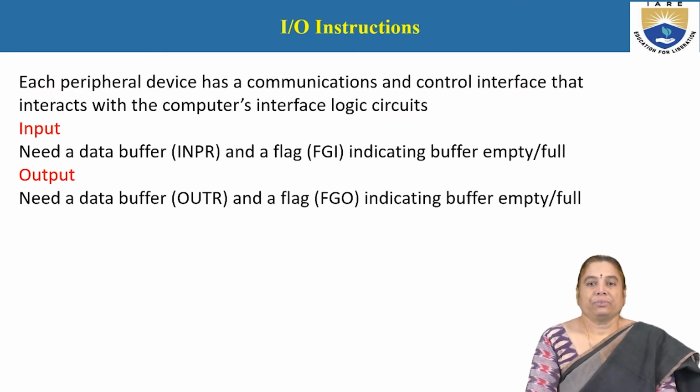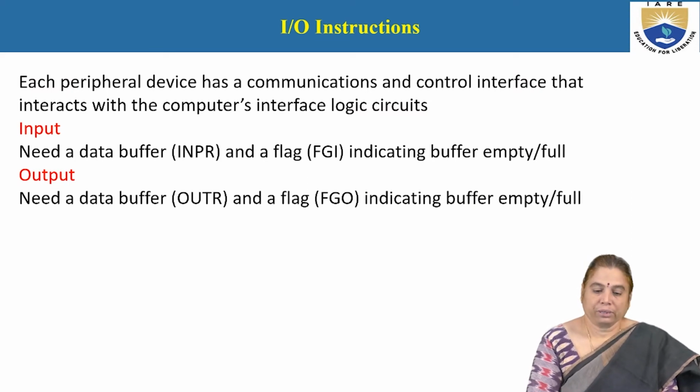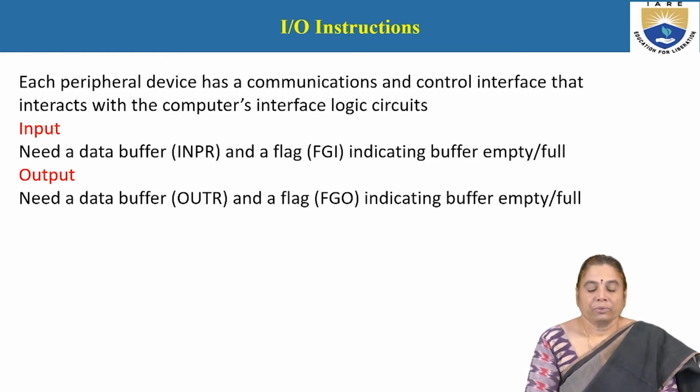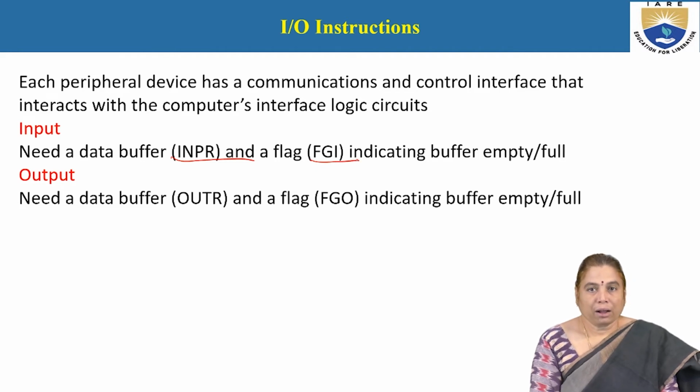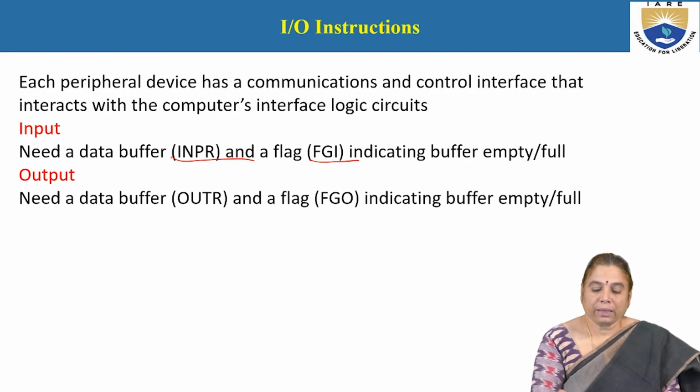The next variety of instructions are IO instructions. Generally, these are used for communication with peripheral devices. Here the input uses the INPR register and the flag FGI. And the output is used to carry the output character with the OUTR register and the FGO flag.